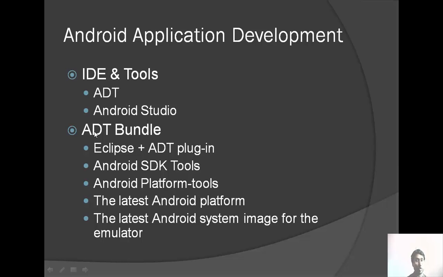ADT Bundle comes as an integrated package with all the required tools. You can directly use it to develop your application. It comes with the Eclipse IDE and the ADT plugin, and it comes with the Android SDK tools. I think it's a set of different APIs to take advantage of different Android device features, and Android platform tools for developing applications for Android platforms. I think deployment, testing, debugging, all those things are integrated into this ADT Bundle tool. The Android platform is also there, the Android system image is also there, and the emulator is also there.